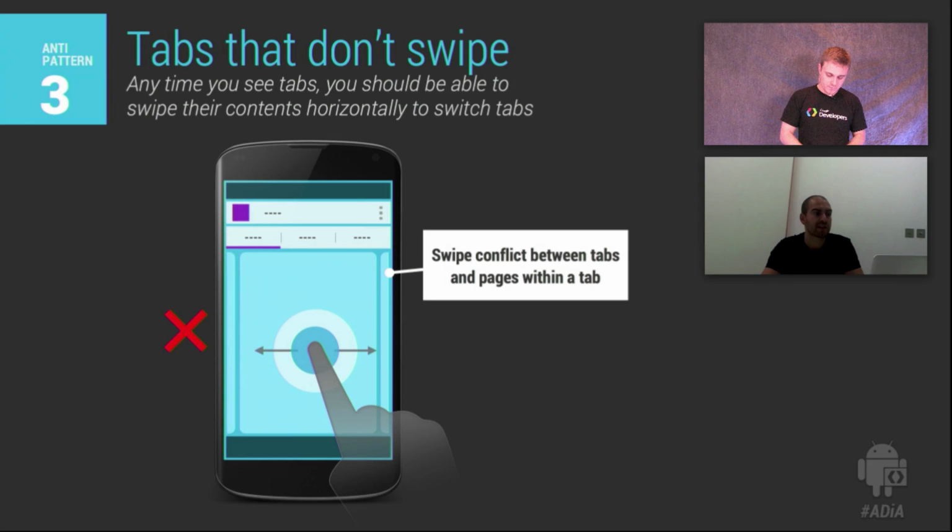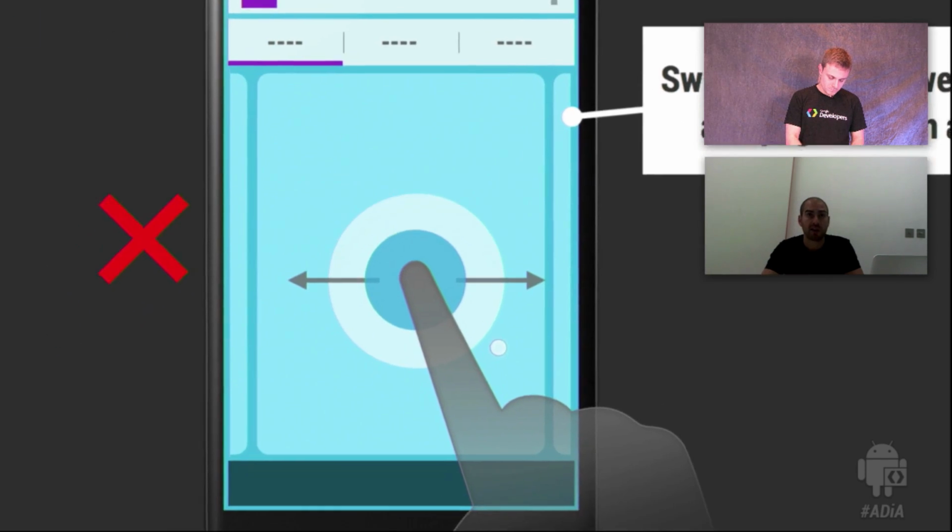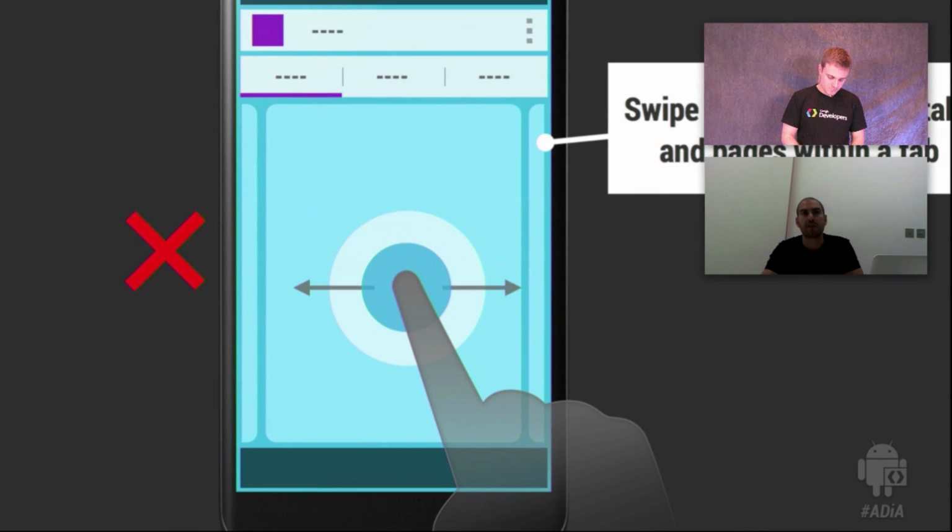Absolutely. So the next pattern that we wanted to cover is tabs. Tabs in Android have a very strong mental link to horizontal swipe. So whenever you see tabs, you absolutely expect to be able to horizontally swipe between content. So for that reason, if you do have some kind of paginated content, you do want to be careful about putting that within tabs, because you're going to have some swipe ambiguity.